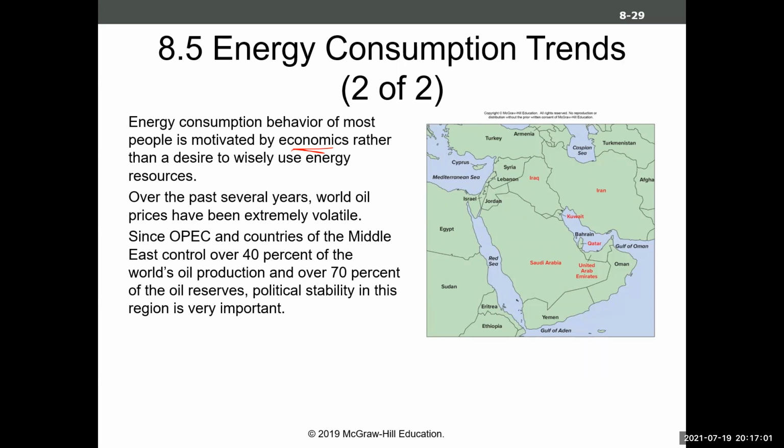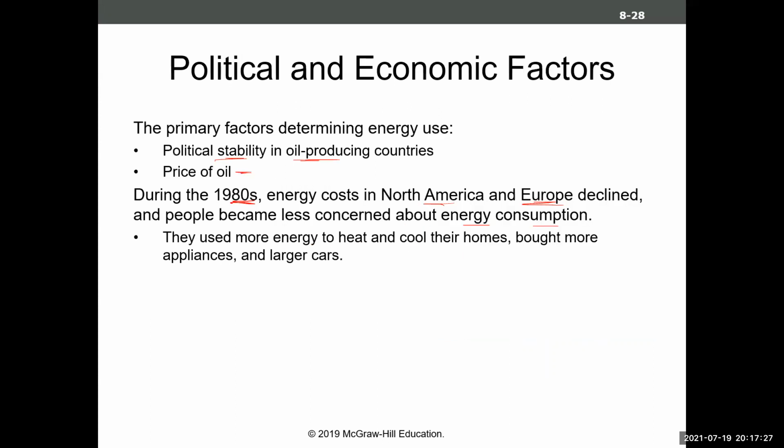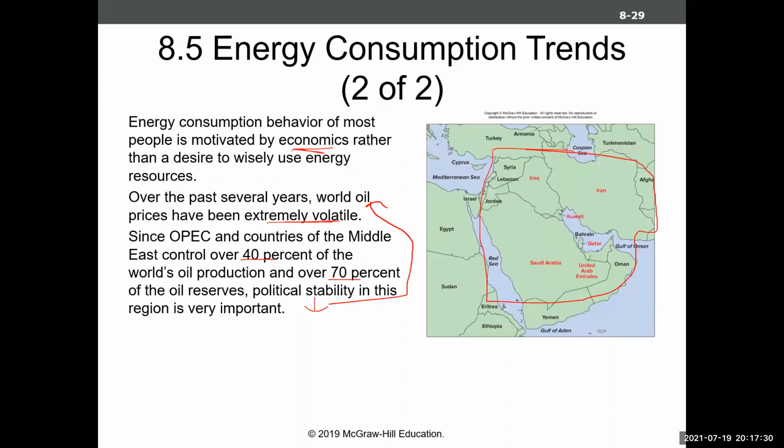And so over the past several years, oil prices have been extremely volatile. They've fluctuated. For OPEC and countries of the Middle East, they control about 40% of the world's oil production, 70% of the oil reserves. So the political stability in these areas is really important because it's directly related to the oil prices, right? Again, it goes back to political stability determining oil prices, which again is related to energy use and energy consumption.